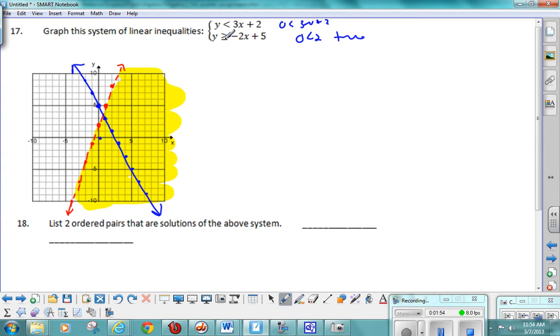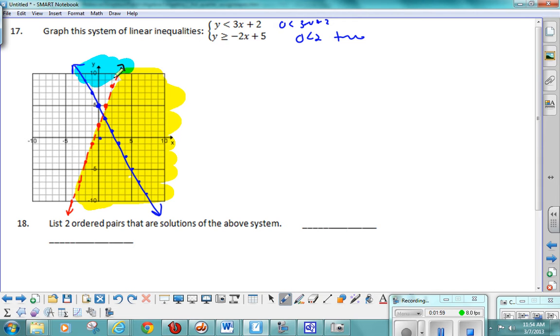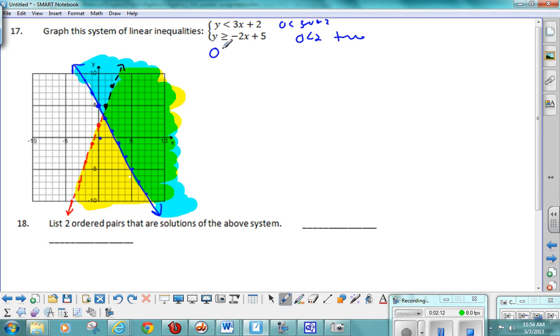This was greater than, so if I'm going to do greater than, that means I'm going to shade above that line. If I shade above that line, this is what that looks like. Just to make sure that I shaded the right spot, I can do a test point. If I plugged in 0 and 0 into this, negative 2 times 0 plus 5, is 0 greater than or equal to 5? Well, that's false. So if I did the test point 0, 0, it wouldn't be shaded in for the blue line. So I didn't shade that side. I shaded above the line, not below it.